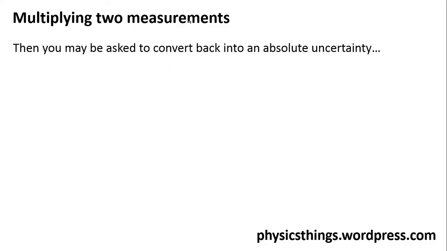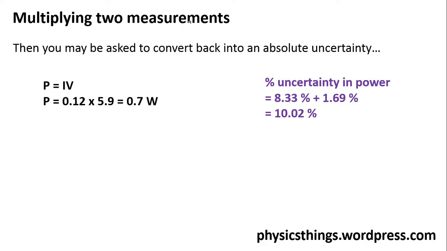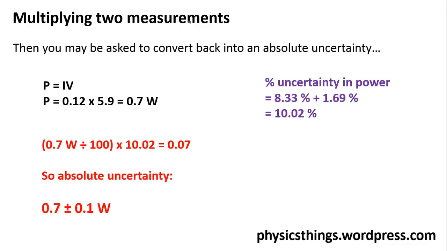You might well then be asked to convert it back into an absolute uncertainty. How do we do that? Well, we know that our power is 0.7 watts from our calculation. We also know that it has an uncertainty of 10.02%. All we have to do is find what 10.02% of 0.7 is. And to do that, we take our 0.7, we divide it by 100 to get what 1% is, and then we times it by the combined percentage uncertainty to give us 0.07 as our absolute uncertainty. And then we just switch that back into its traditional form.